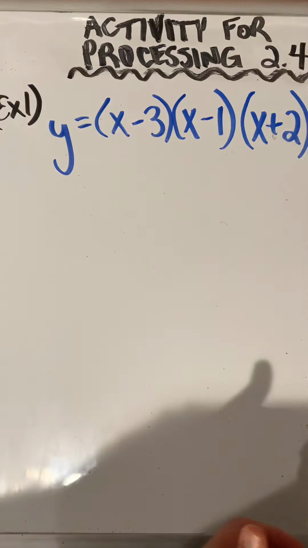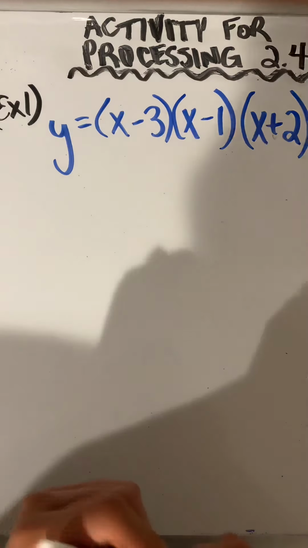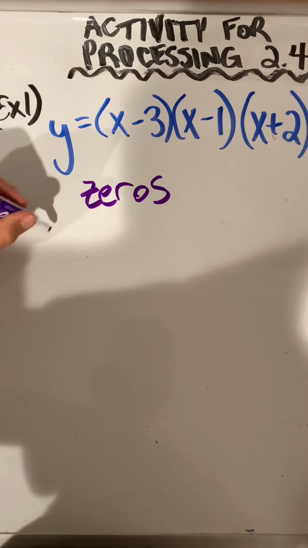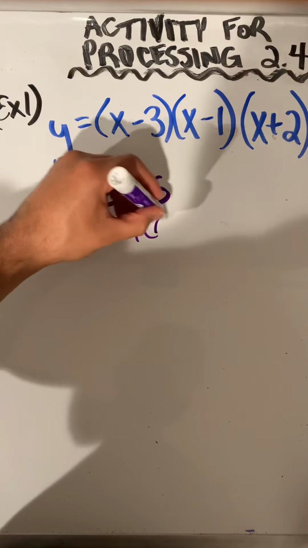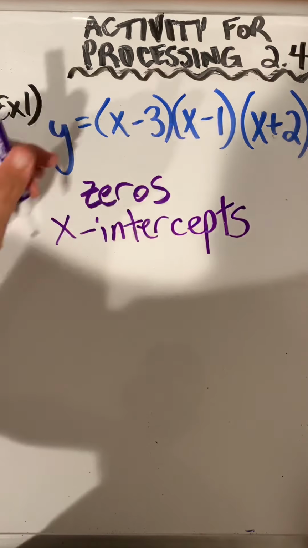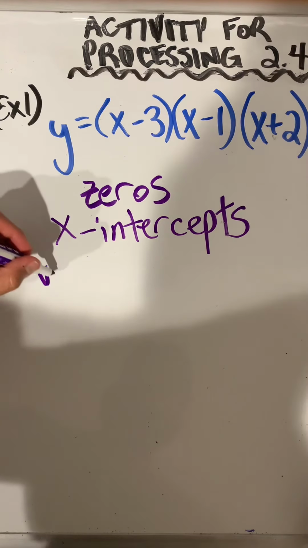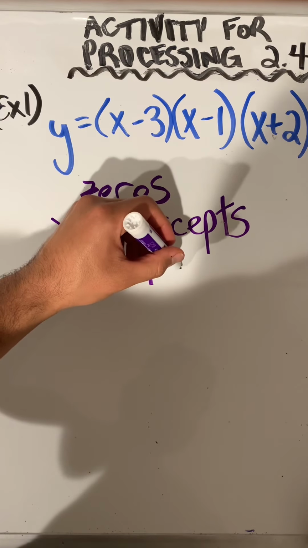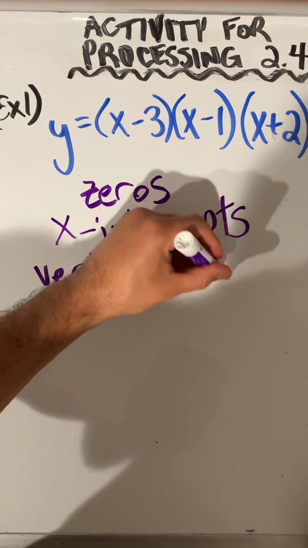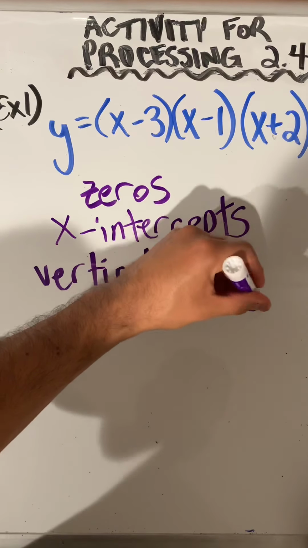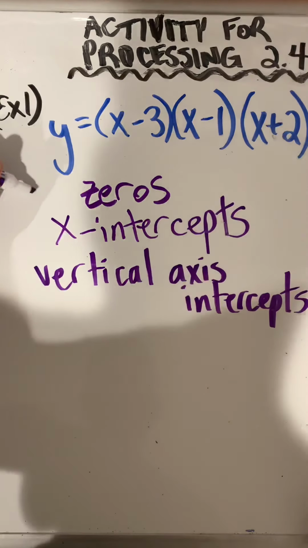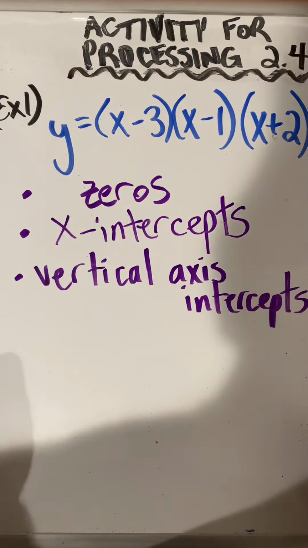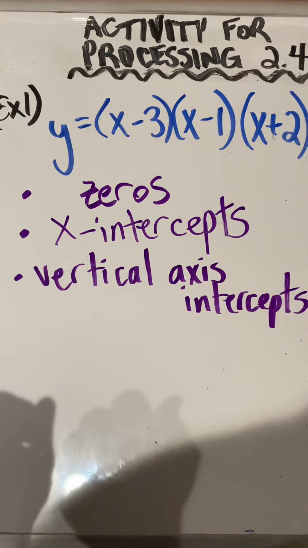The zeros of an equation go by several names. So you're gonna hear me use these words interchangeably. Zeros, x-intercepts, and sorry, I meant to write horizontal.